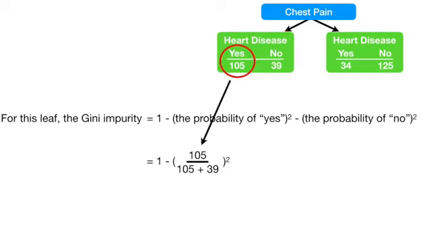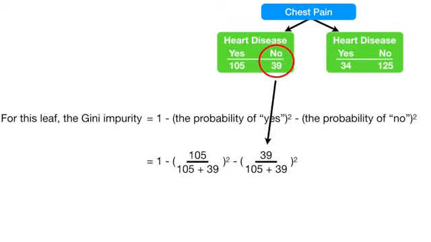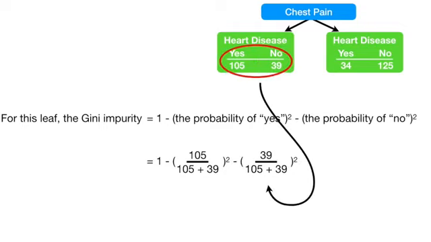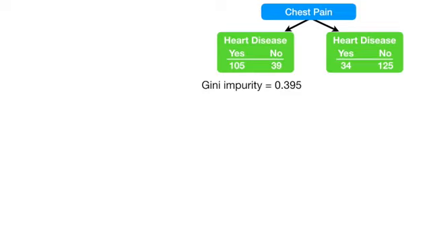The probability of yes equals 105 divided by the total number of people in this leaf node. And the probability of no equals 39 divided by the total number of people in this leaf node. After we've done the math, we get 0.395. That is to say, the Gini impurity for the leaf node on the left equals 0.395.